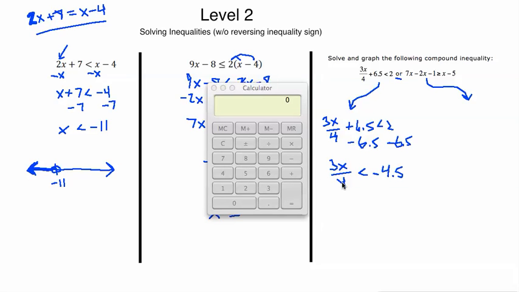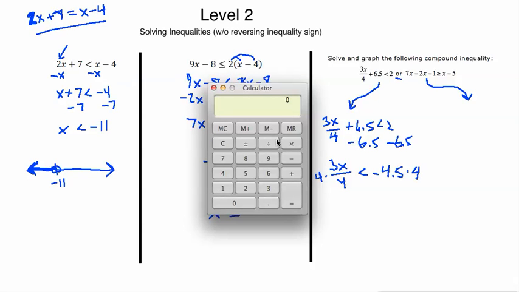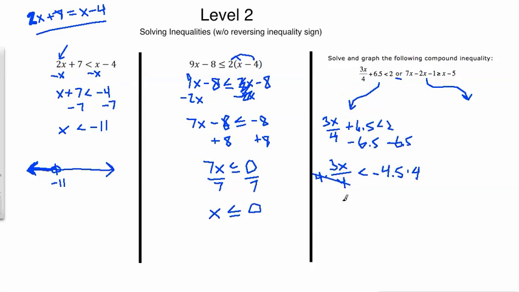Now we want to multiply the 4 across to get rid of the fraction. Negative 4.5 times 4 gives us negative 18. So now these cancel, and we've got 3x is less than negative 18. Divide by 3, and we have x is less than negative 6. That's our first part.